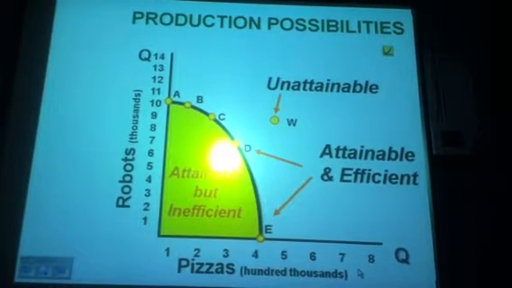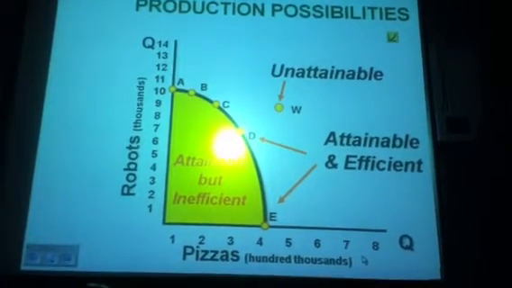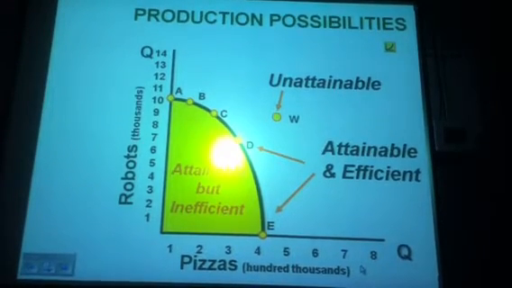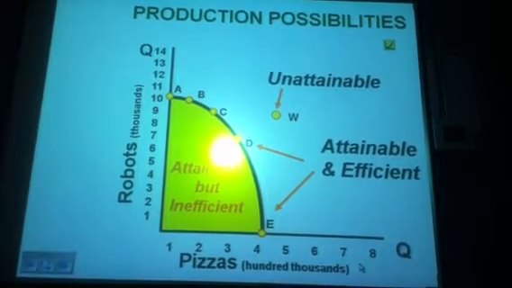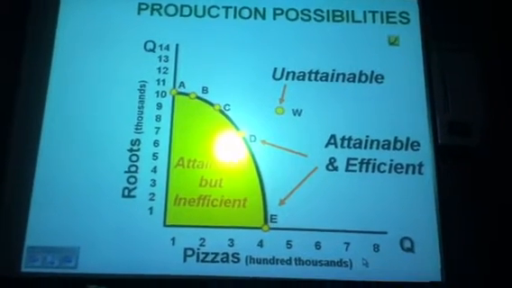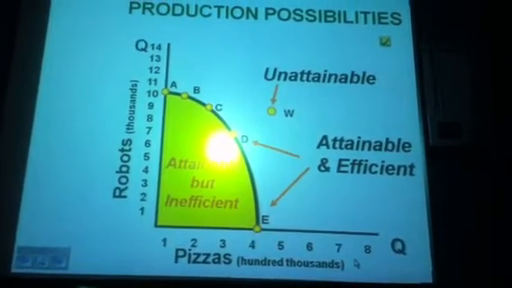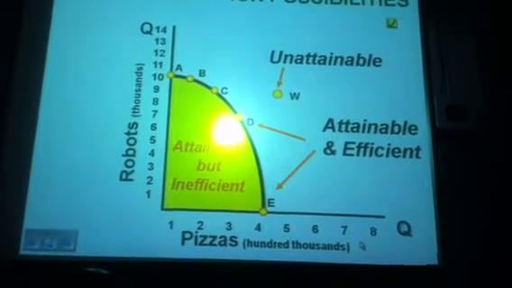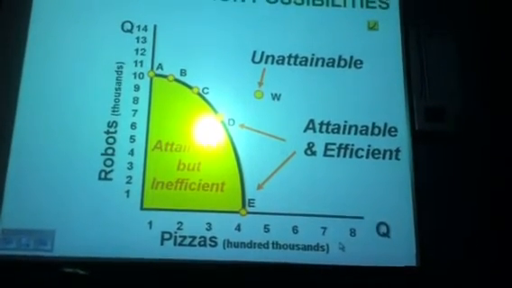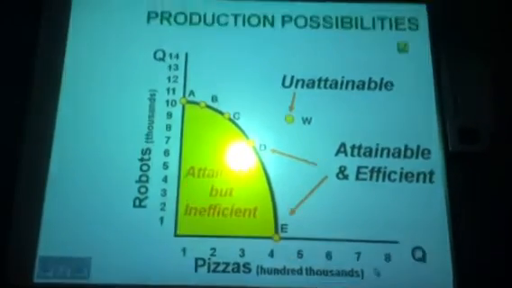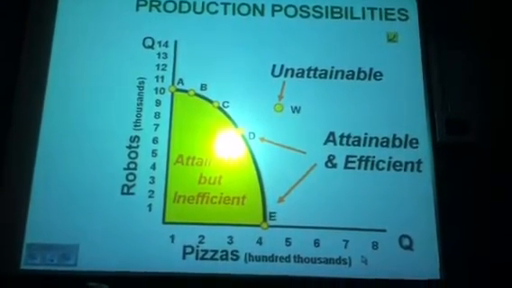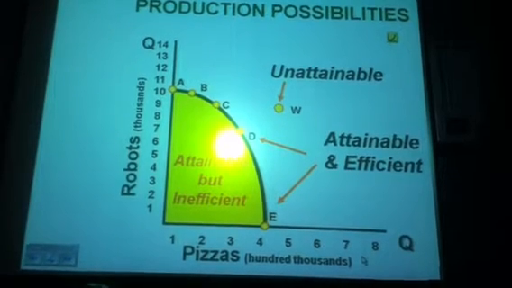Any point inside the curve, the yellow area, is attainable but inefficient, meaning we're not using all of our available resources. And a point outside the curve, like point W, represents desirable but unattainable. Desirable because it would mean more pizzas and robots, but unattainable because for the time being we have fixed resources and fixed technology. So W would represent economic growth in the future.